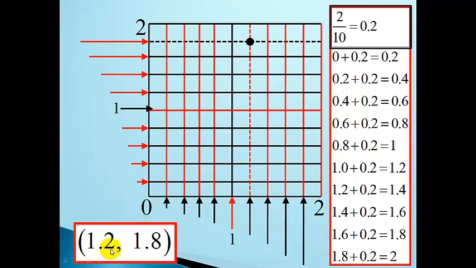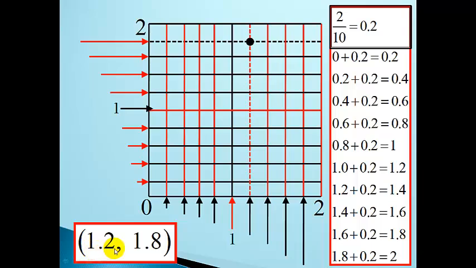Now, let's look at how we can locate this point 1.2, 1.8 on the graph. How do we locate this point? Now, first, you know that this is a 2 centimeters box, so the distance from this end to the other end is 2. Now we know that there are 10 inner division lines. That is 1, 2, 3, 4, 5, 6, 7, 8, 9, 10. So we divide the distance 2 by the number of lines, and the result is 0.2. That means that the value for each inner division line is 0.2.